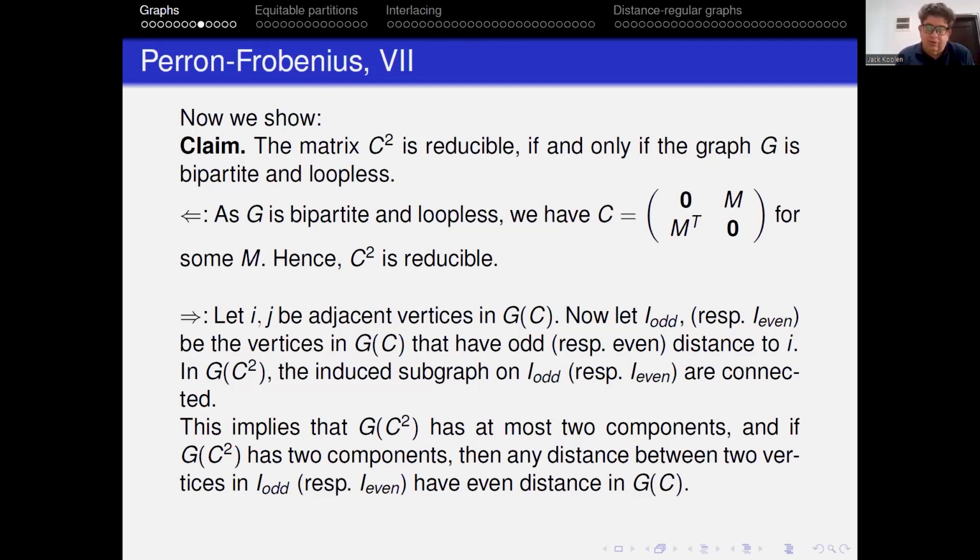And if it has 2 components, then any distance between any 2 vertices, one odd and one even, must be odd, because if it were even, then they must all be connected. So then it must be irreducible, but we cannot have irreducible. So we assumed it's reducible. So we must have 2 components.